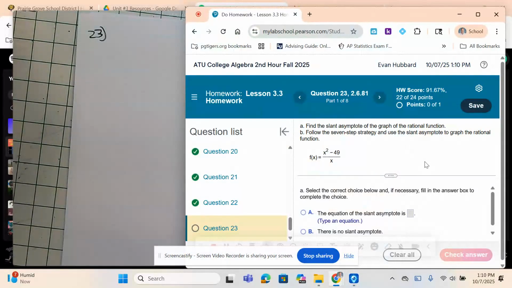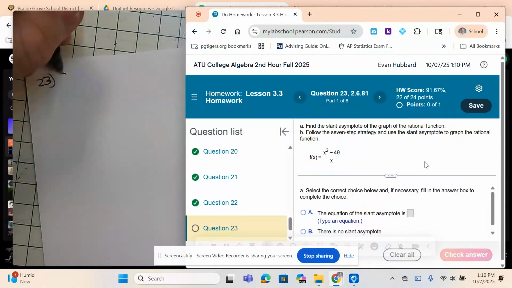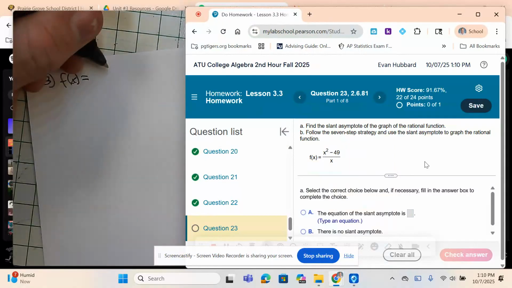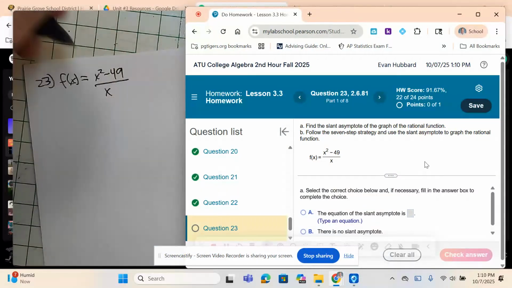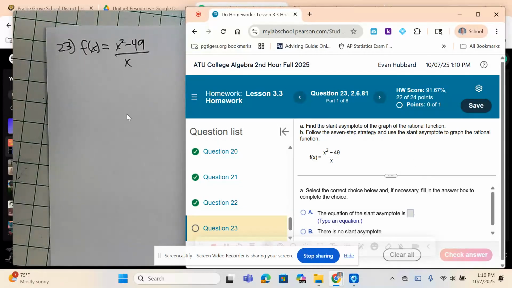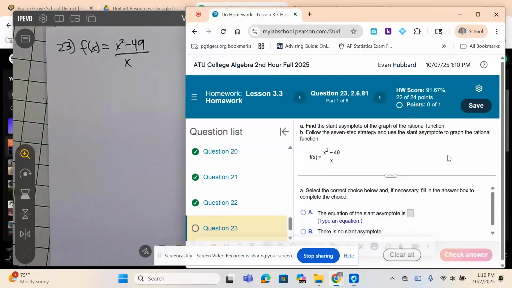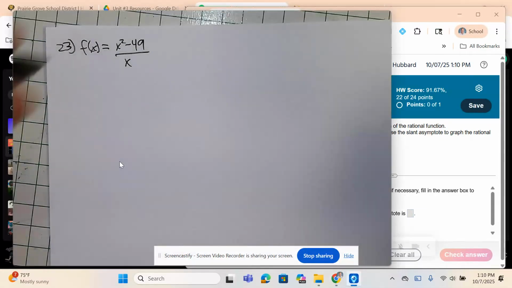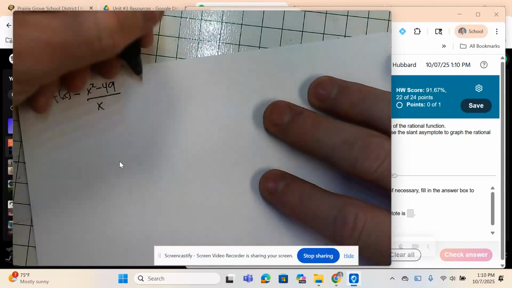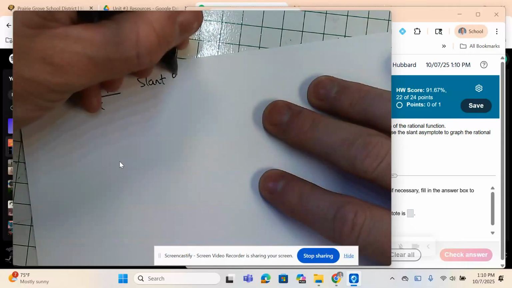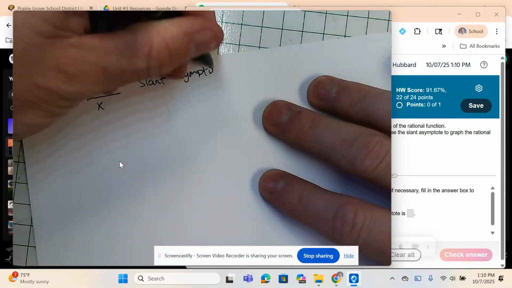So f of x equals x squared minus 49 divided by x. You might have to do long division here. Oh, man. I wish my teacher would have taught this better. Okay, so long division. So slant asymptote, you got to do long division.